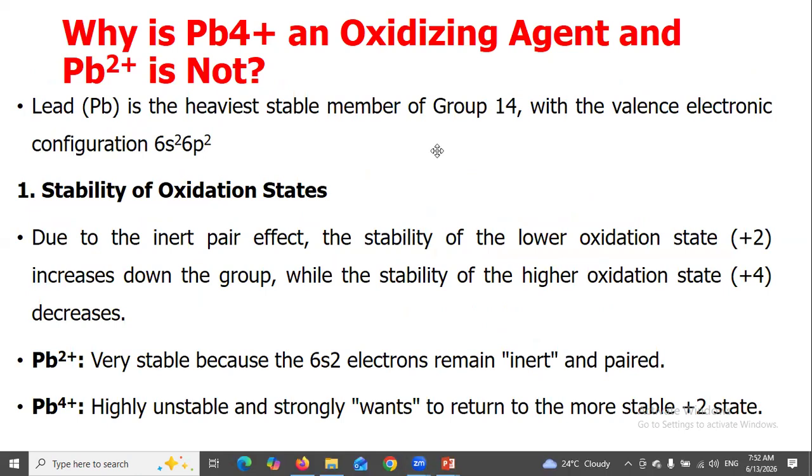We can also ask the question: why is lead +4 an oxidizing agent and lead +2 is not? Lead is the heaviest stable member of group 14 with the valence electronic configuration 6s2 6p2. Stability of oxidation states is due to the inert pair effect. The stability of the lower oxidation state increases down the group while the stability of the higher oxidation state decreases. Lead +2 is very stable because the 6s2 electrons remain inert and paired. Lead +4 is highly unstable and strongly wants to return to the more stable +2 state.